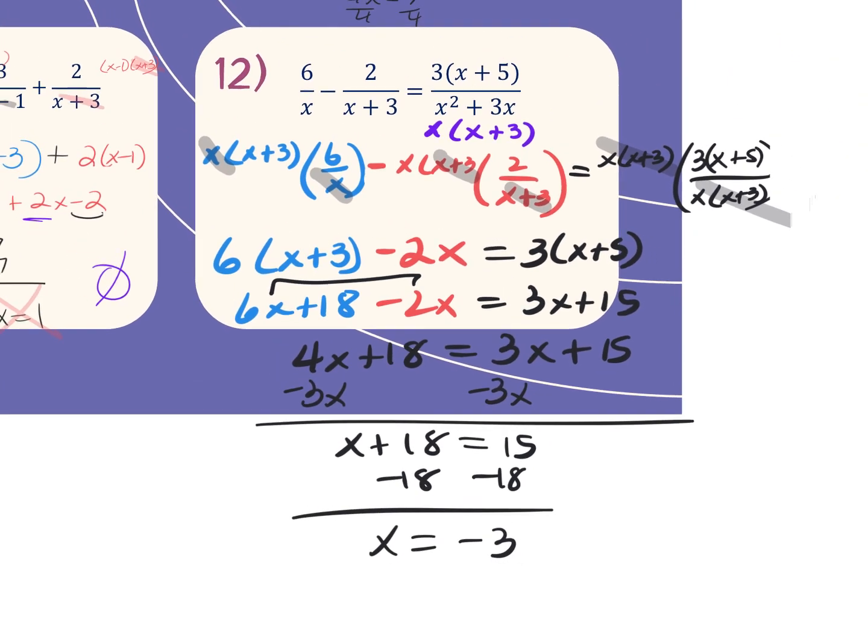Now, if we go and plug it in, as soon as I plug it into one spot, as soon as it makes one of these denominators a 0, which right here it does, then this is no solution. And again, from the very beginning, I could have figured out what x couldn't be. And if I did that, x cannot be 0, and x cannot equal negative 3.